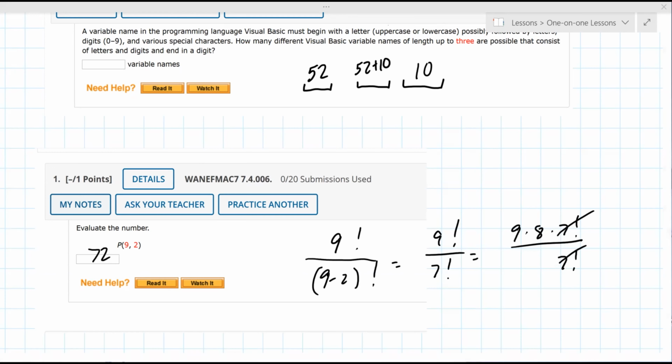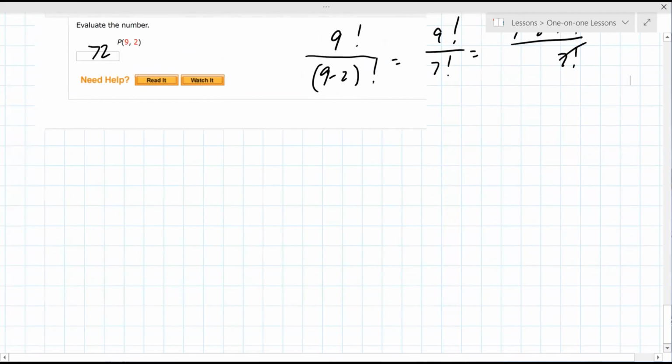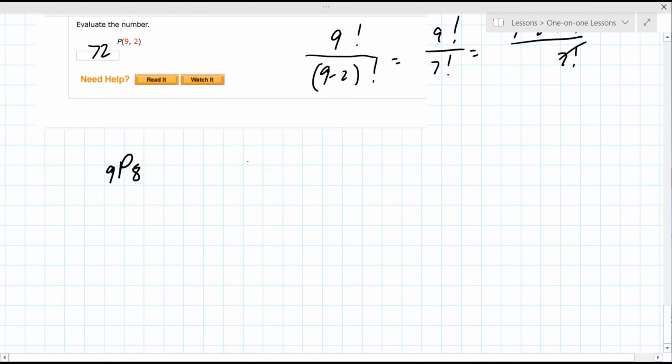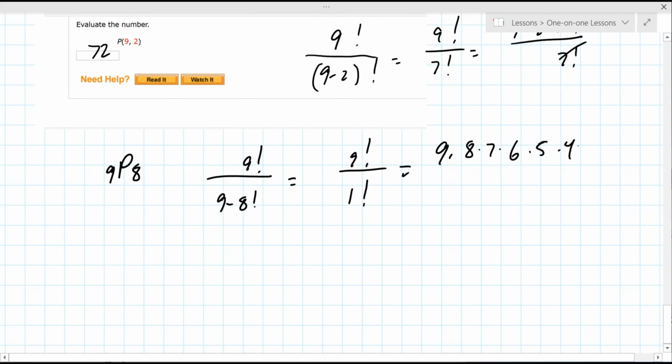Okay. And then the next one is 9, 8. 9P8. So that's 9 factorial over 9 minus 8 factorial, which is 9 factorial over 1 factorial, which is pretty substantial. It's 9 times 8 times 7 times 6 times 5 times 4 times 3 times 2 times 1, and then over 1, those cancel. So it's factorial of 9. 362,880.